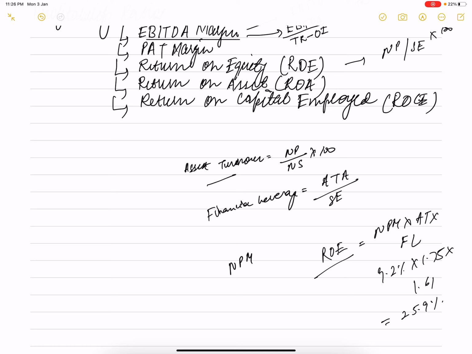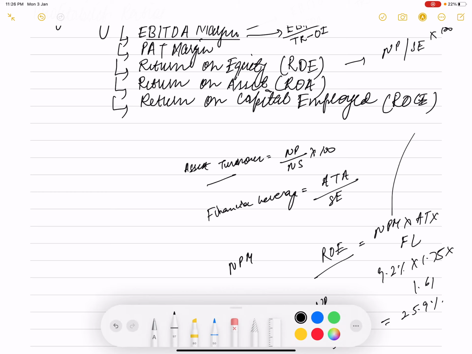However, if you wish to do a quick ROE calculation, you can do so in the following way. ROE is net profit divided by average shareholders' equity. That comes out to be 30.31%.